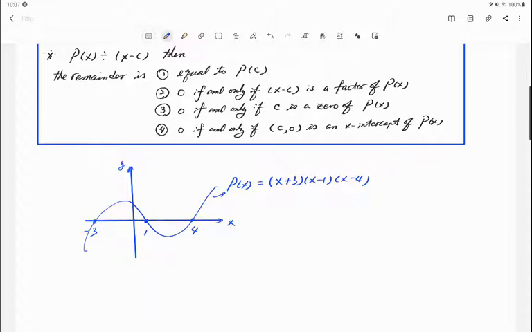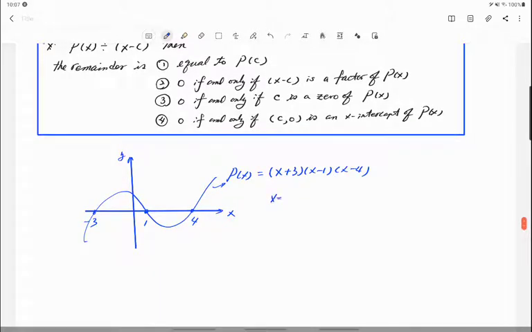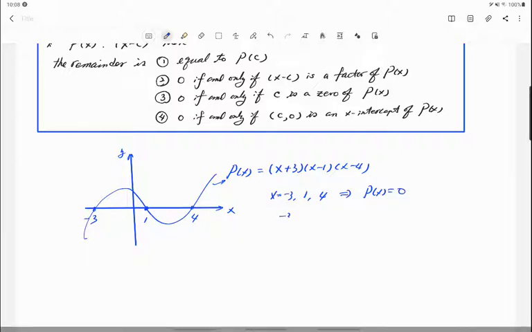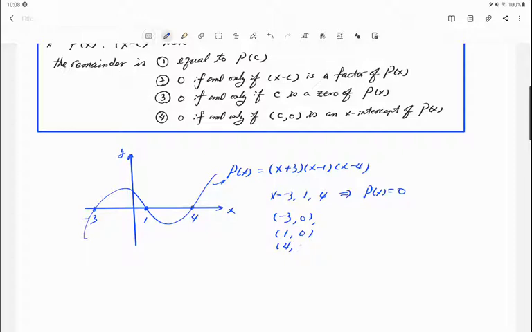From here, we know what the x values are. If x equals negative 3, 1, and 4, it makes the polynomial equal to 0, right? So that is the x-intercept, isn't it? When x is negative 3, then y is 0. x equals 1, then y is 0. Also when x equals 4, y is 0. So these are all the x-intercepts, right?